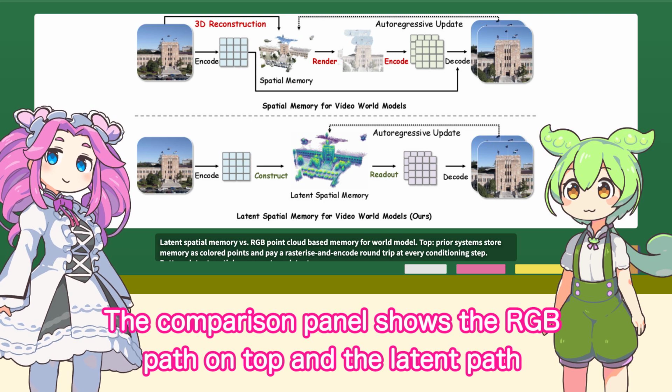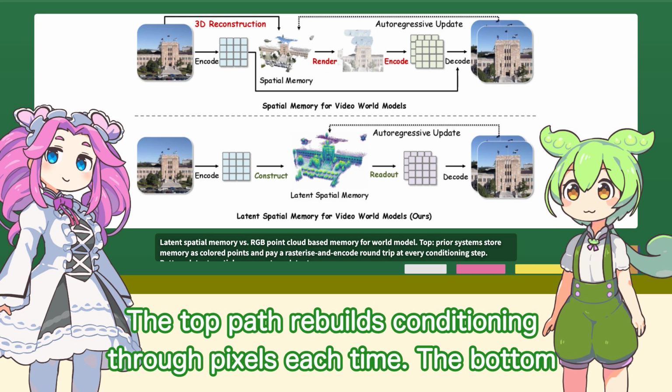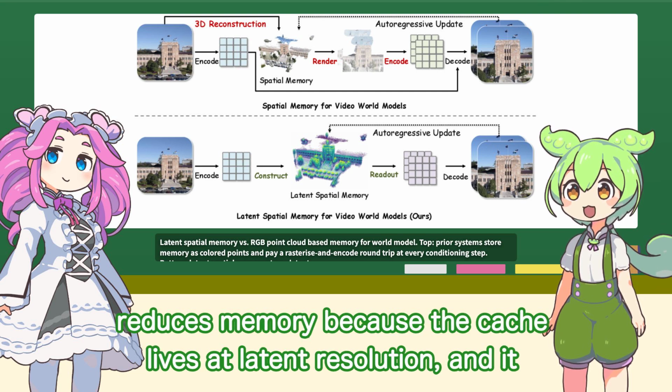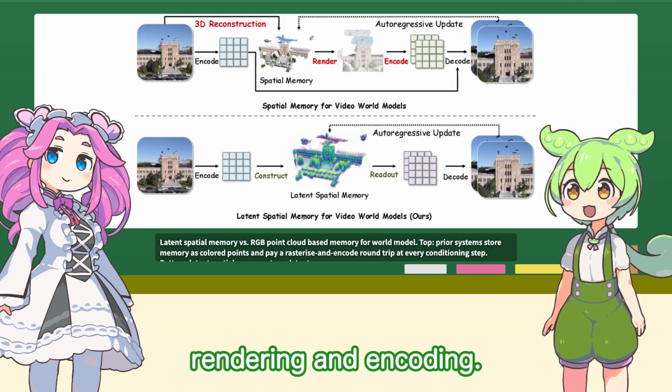The comparison panel shows the RGB path on top and the latent path below. What is the practical difference? The top path rebuilds conditioning through pixels each time. The bottom path keeps the feature memory compressed and geometric. That reduces memory because the cache lives at latent resolution. And it reduces time because the model no longer performs repeated RGB rendering and encoding.